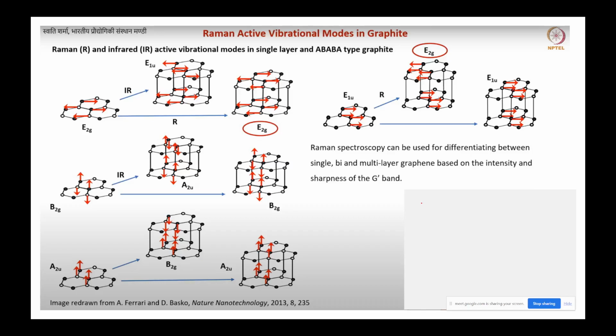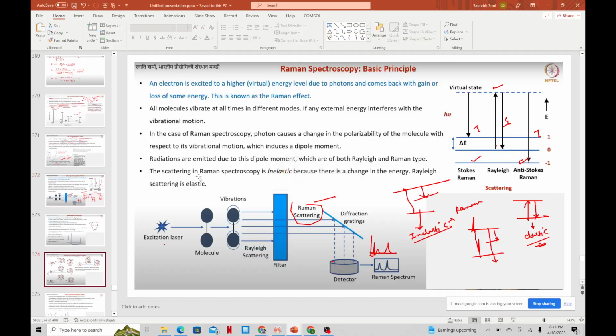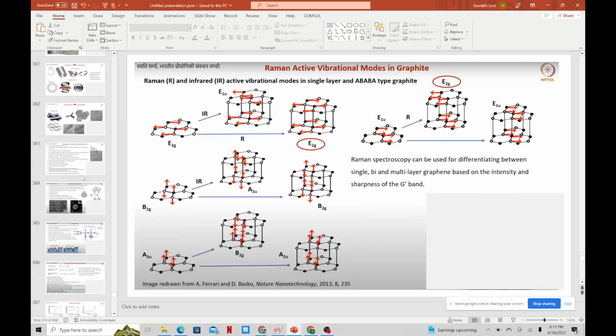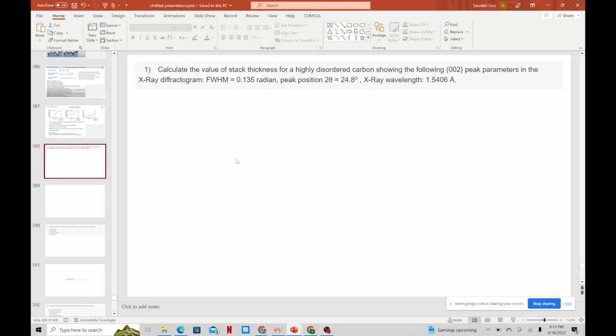Okay, so let's see some questions also. Then we'll discuss this again in the next questions. So here you can see, calculating the value of stack thickness for highly disordered carbon, showing the 002 peak. The parameter at full width half maxima is given, and this is given. So what is the stack thickness?